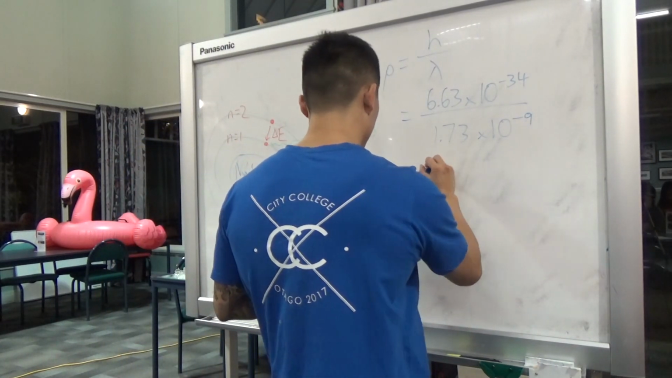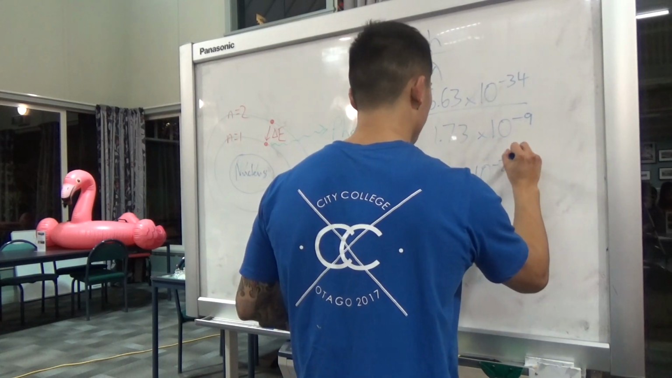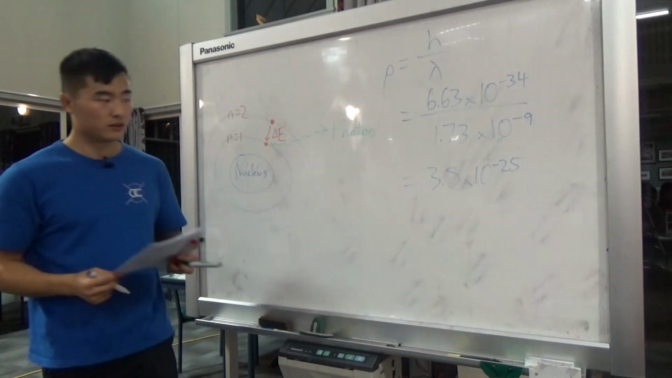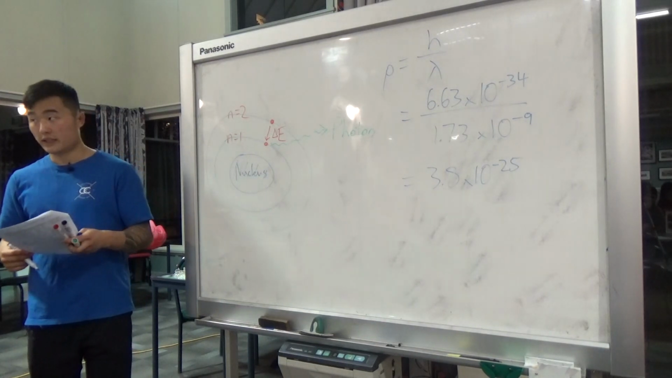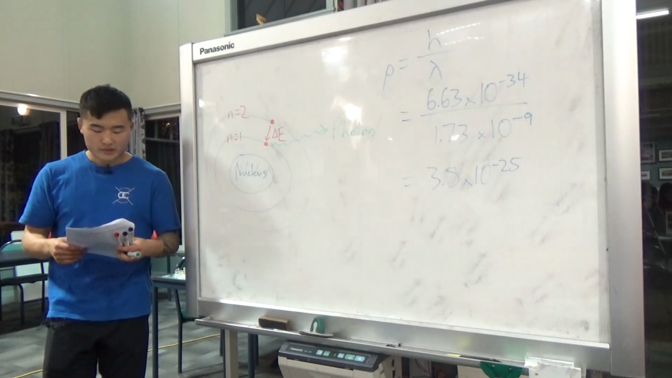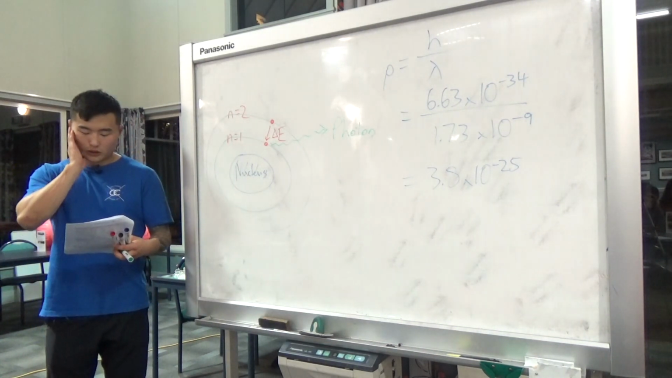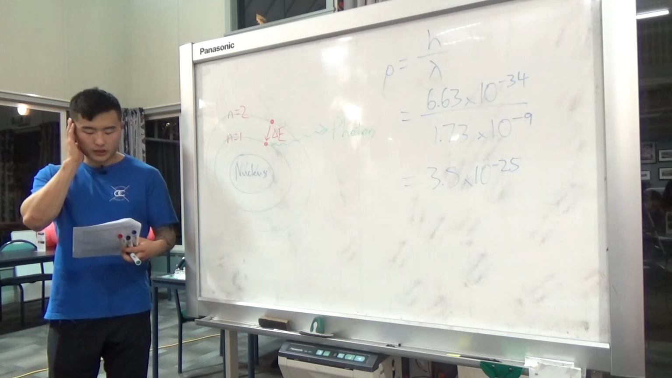And that will be 3.8 times 10 to the negative 25. Okay? And then number 12, we're looking for the difference in energy of the two atomic energy levels.